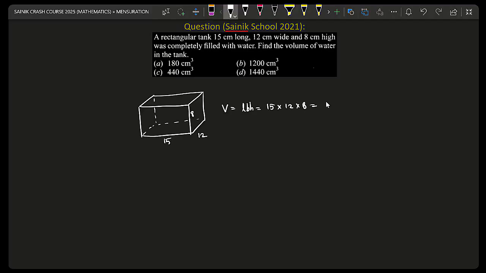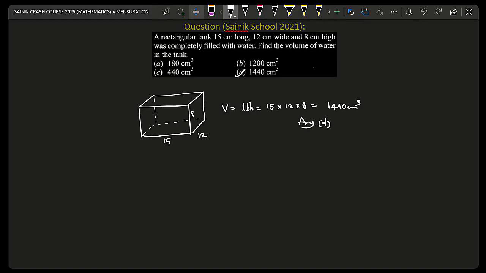1440. Yes, 1440. What are the units? Centimeter cube, right? Centimeter cube. Okay, correct answer. It is option D. Shanay, very good. You can mute.